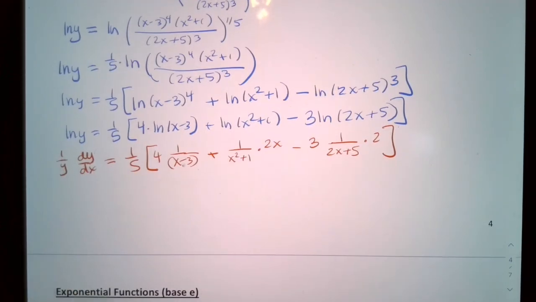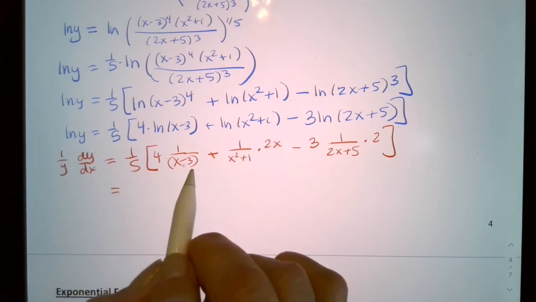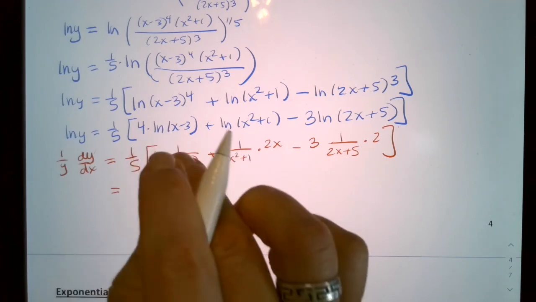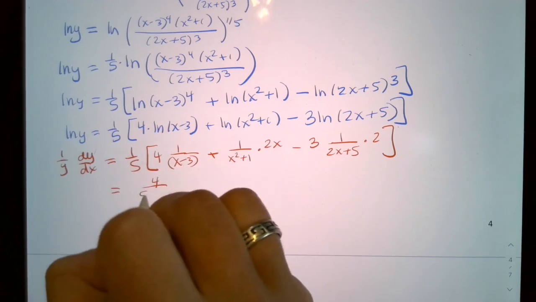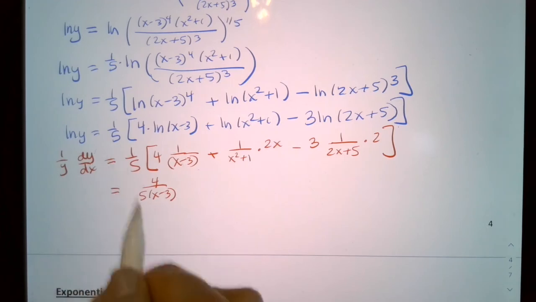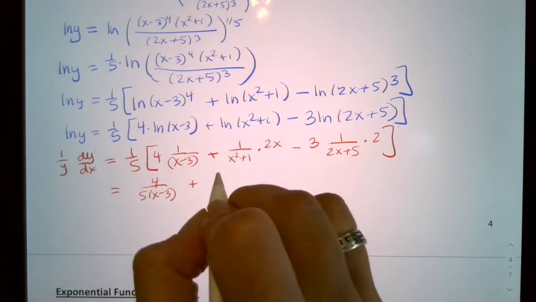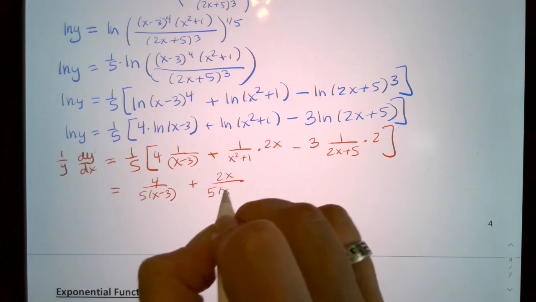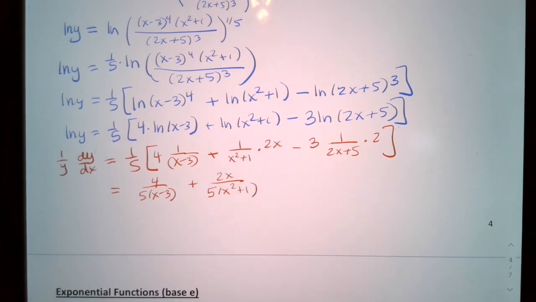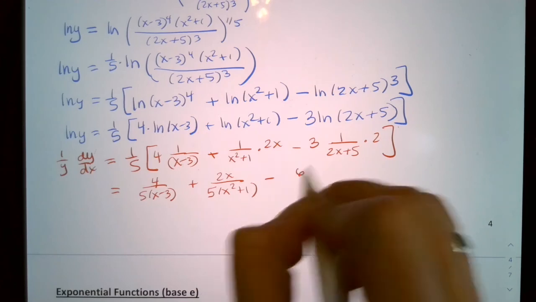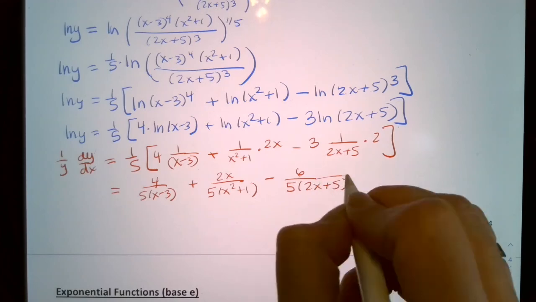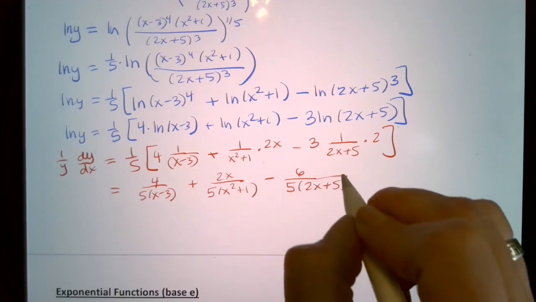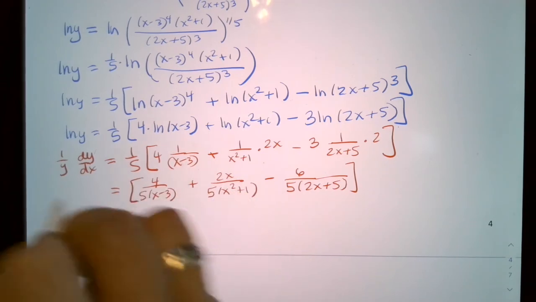Okay, so I'm going to do a little bit of cleanup here, and I'm going to work this out. Now, I have a 1/5 multiplying everybody, so I'm going to kind of work that into everything I'm going to do. So what does that mean? That means my first term is going to be 4 over 5 times x minus 3, because I'm working that 1/5 in. My next term is going to be 2x over 5 times x squared plus 1. And my last term is going to be -6, right? The -3 and the 2. And I'm going to work that 5. 5 times 2x plus 5. There I have it.